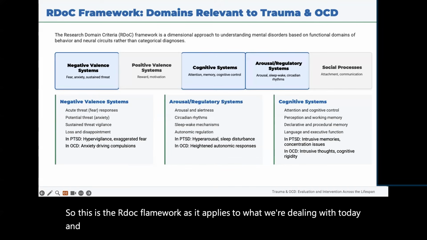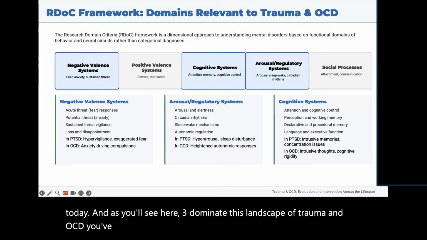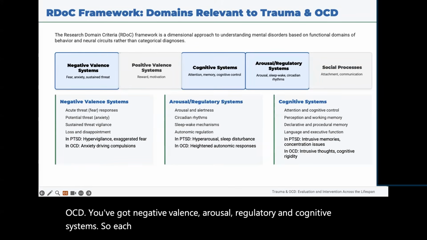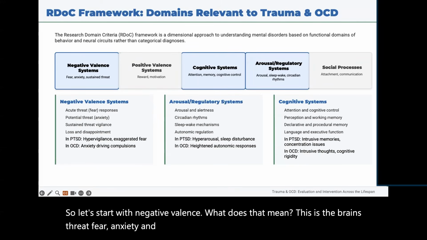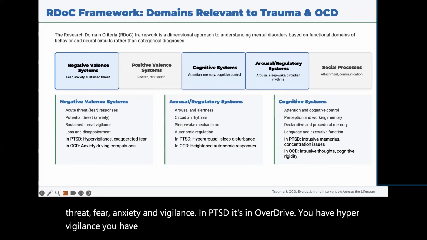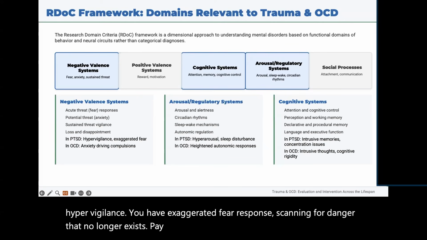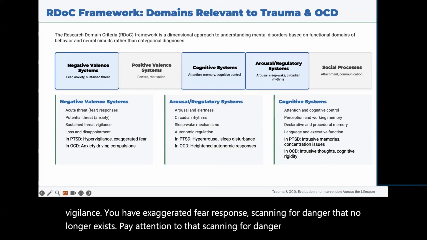And as you'll see here, three dominate this landscape of trauma and OCD. You've got negative valence, arousal regulatory, and cognitive systems. So each tells a piece of the story, and this is like the emotional physiology. So let's start with negative valence. What does that mean? This is the brain's threat, fear, anxiety, and vigilance. In PTSD, it's in overdrive. You have hypervigilance. You have exaggerated fear response, scanning for danger that no longer exists. Pay attention to that. Scanning for danger that no longer exists.